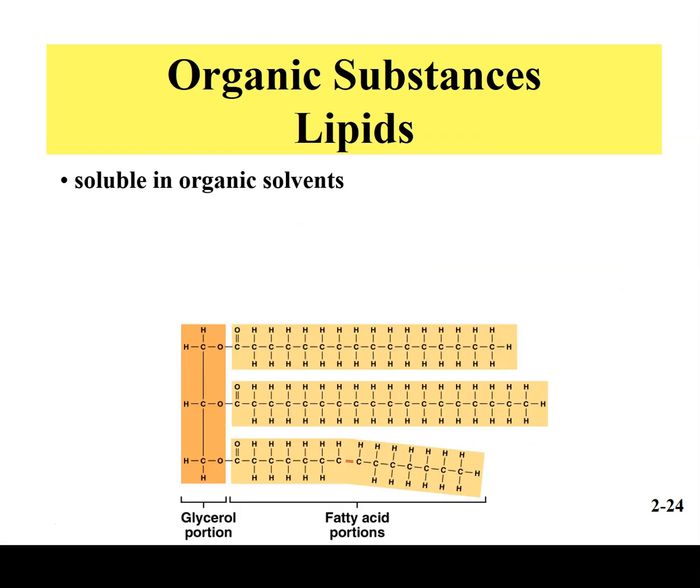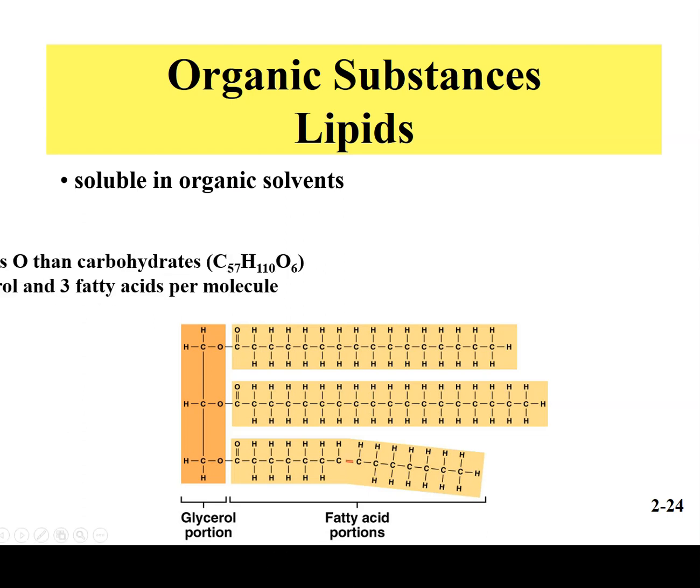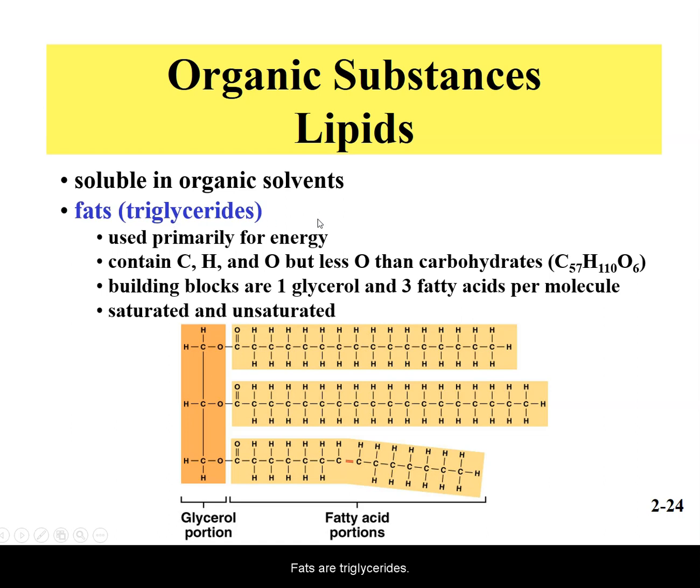Okay, now continuing with organic substances, lipids. Lipids are fats. They're soluble in organic solvents or fats. Fats are triglycerides. Triglycerides consist of 1 glycerol and 3 fatty acids. Here's the glycerol portion and the 3 fatty acids. So a triglyceride, 1 glycerol, 3 fatty acids. Gee, I'm repeating myself, so there must be something on the exam about that.